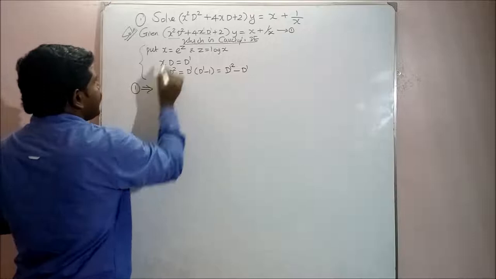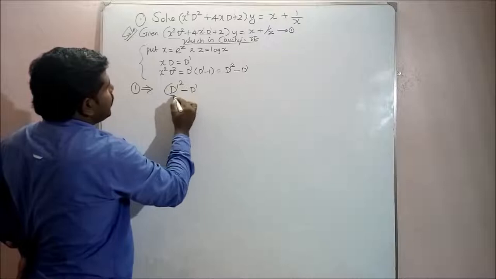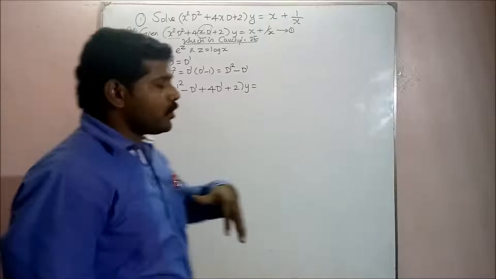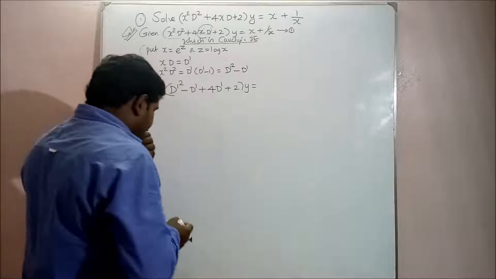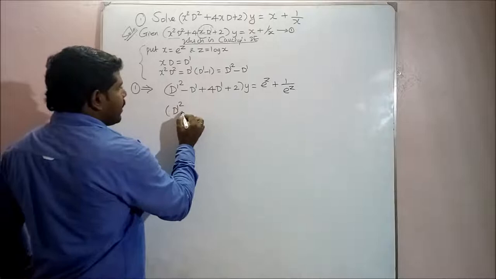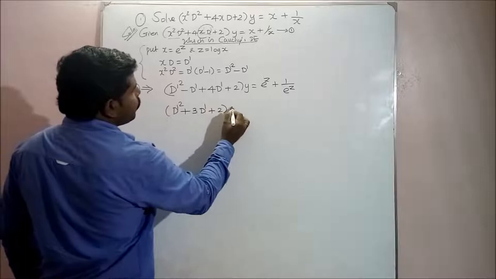So x square D square can be written as D dash square minus D dash, plus 4 into x D which is D dash, plus 2 into y equal to. Some of the students forget the RHS for Cauchy's differential equation; they forget to convert the RHS also. So where x appears put e power z, and where 1 by x appears put e power z inverse. Simplify: D dash square minus D dash plus 4 D dash can be written as 3 D dash, plus 2 into y equal to e power z plus e power minus z.